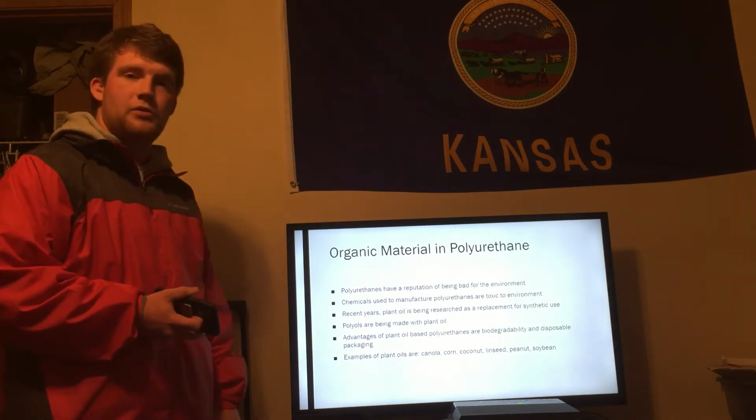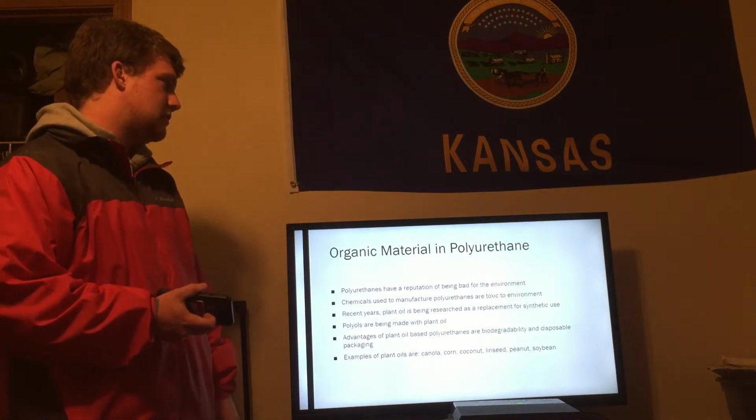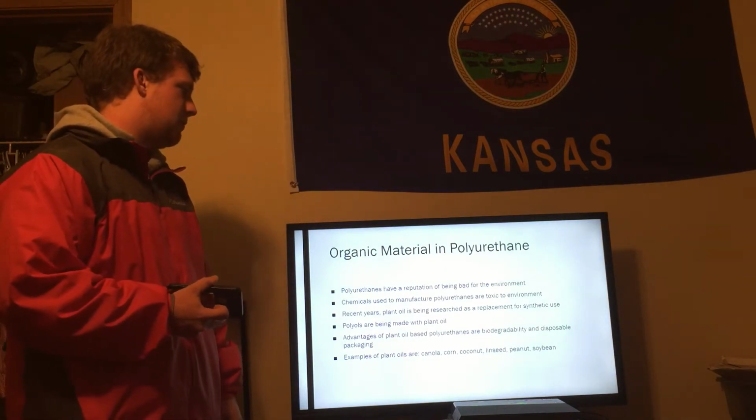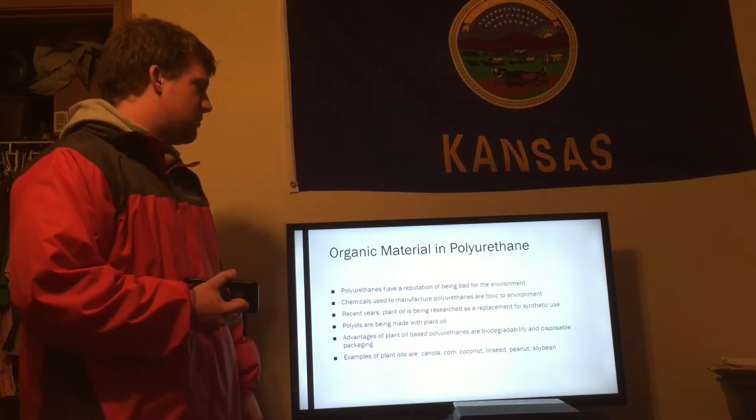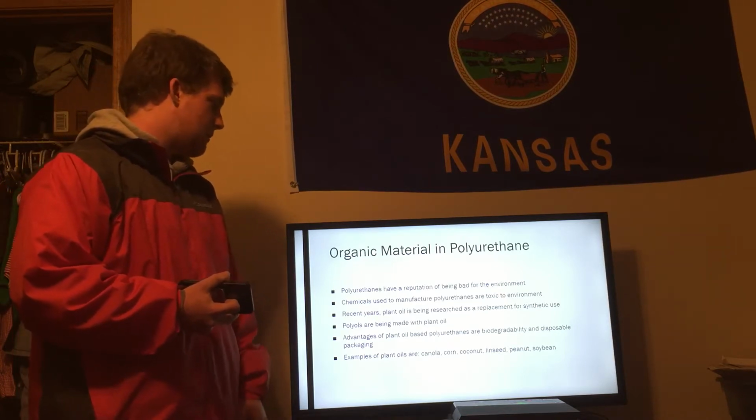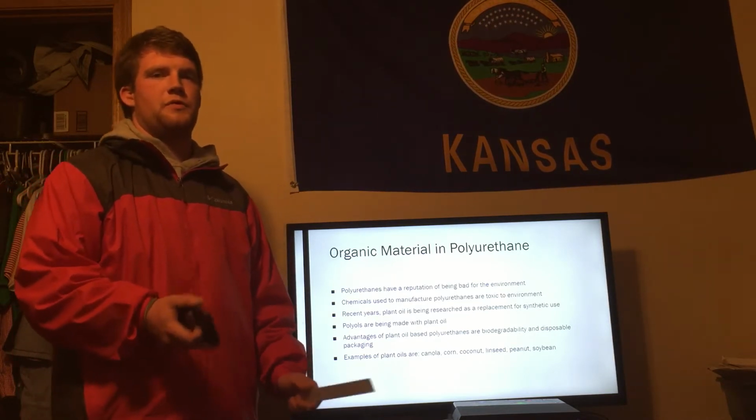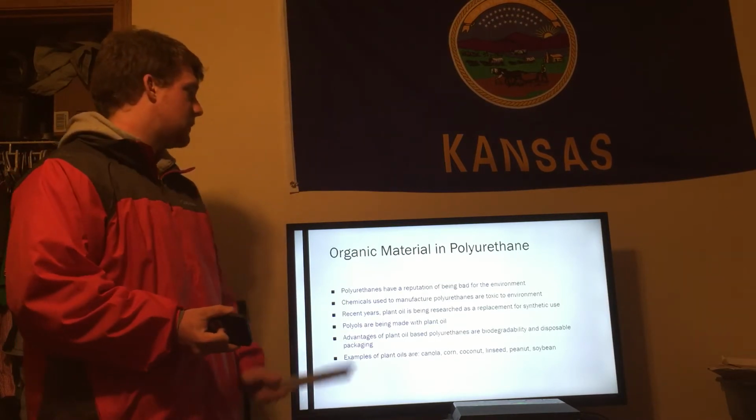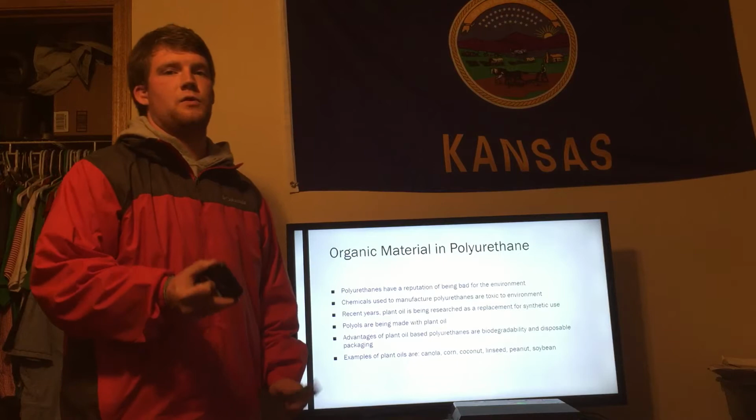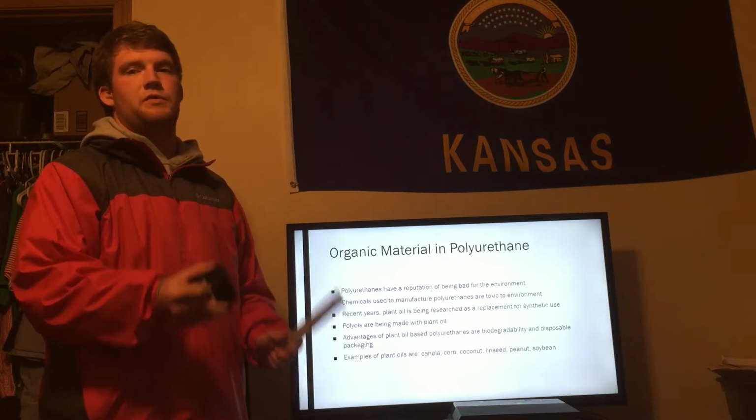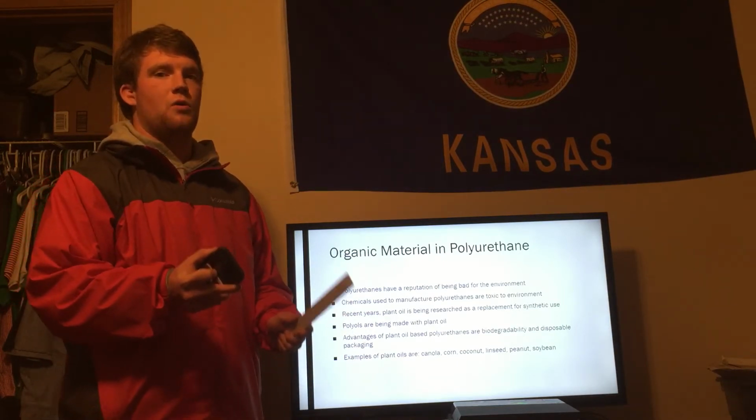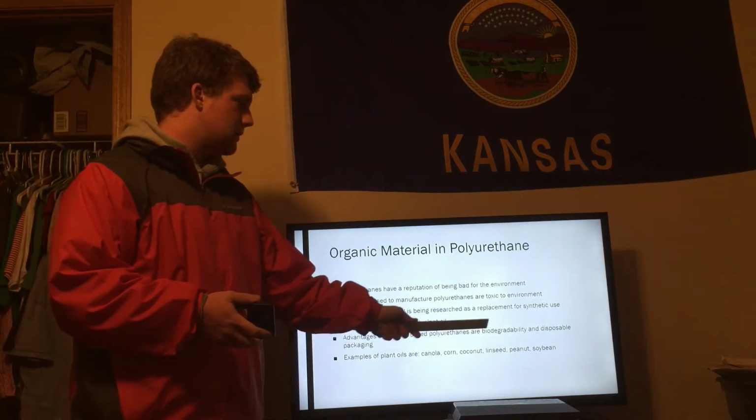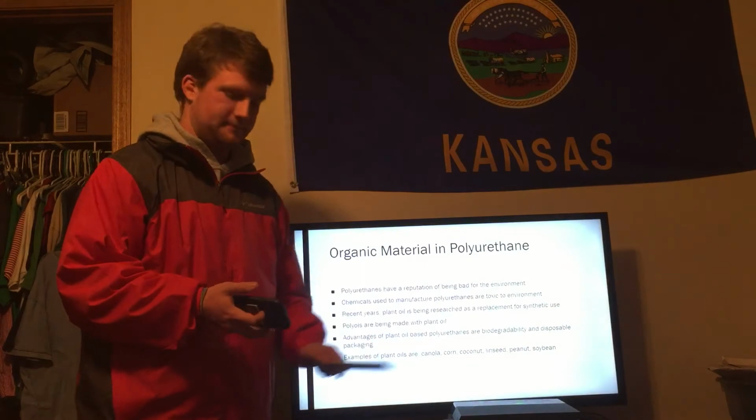In recent years, plant oil is being researched as a replacement for the synthetic materials. Polyols are being made with plant oil currently. Advantages of plant oil-based polyurethanes are that they are very biodegradable and therefore perfect for disposable packaging. The only bad thing about organic material in polyurethane is that for engineering applications, they eventually degrade. They will not hold their properties. Examples of plant oils are canola, corn, coconut, linseed, peanut, soybean, and so on.